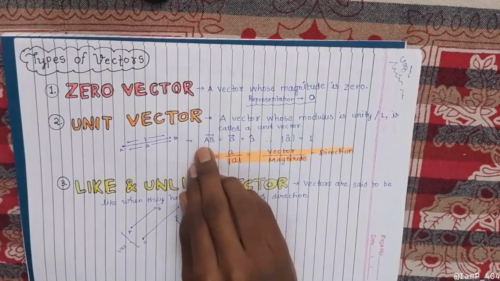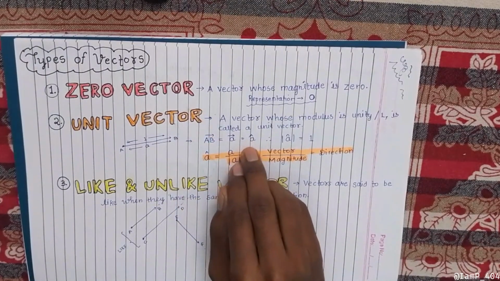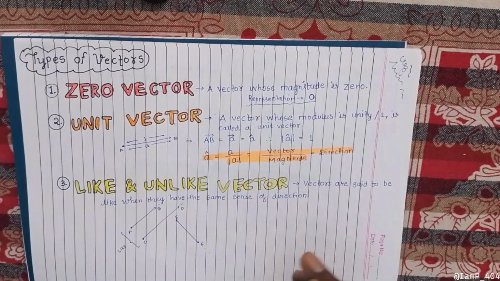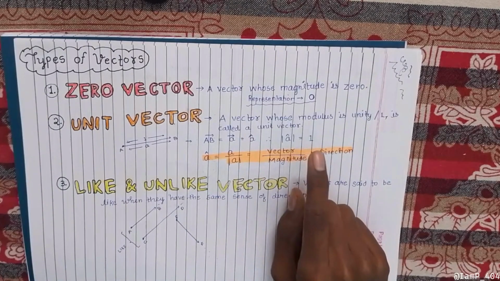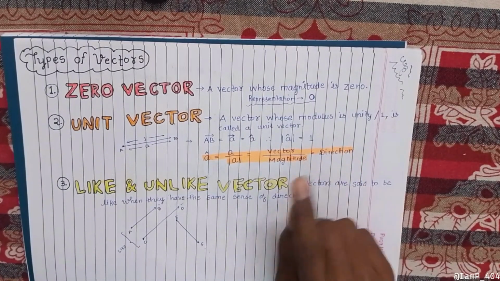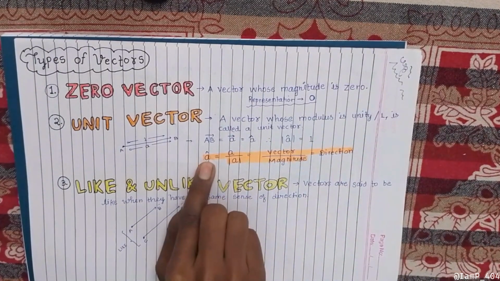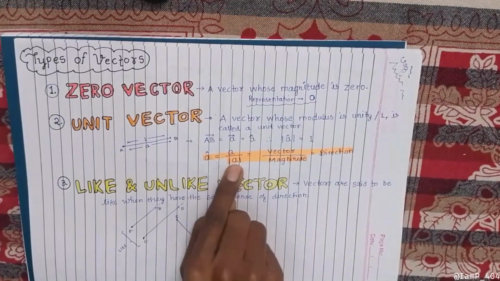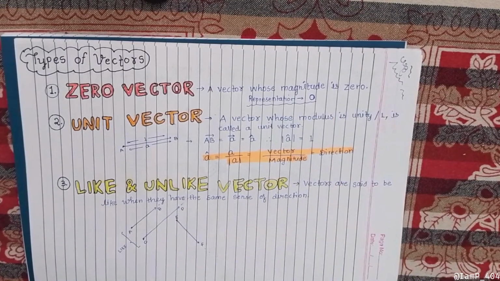Unlike other vectors, where we write vector AB with an arrow on it, we write a unit vector with a cap on it, and it's called a cap. It has a very important formula. Vector equals direction into magnitude. Vector equals direction into magnitude. This is direction, this is vector, and this is magnitude. This representation is one of the most important parts of the chapter.